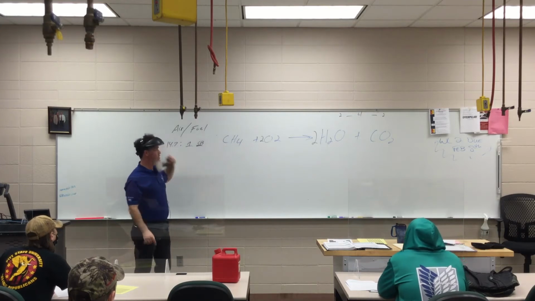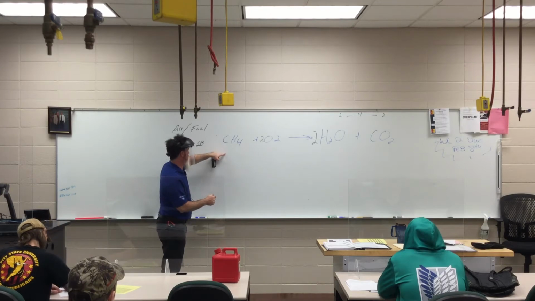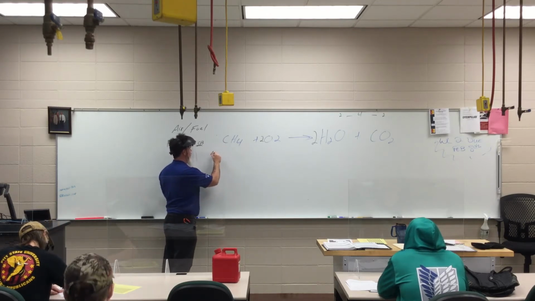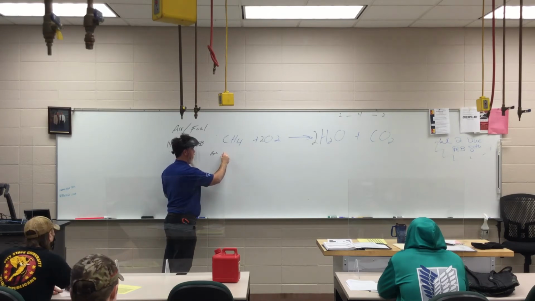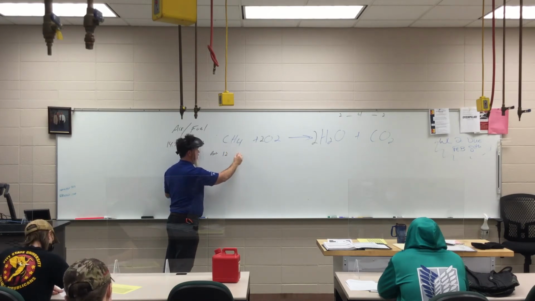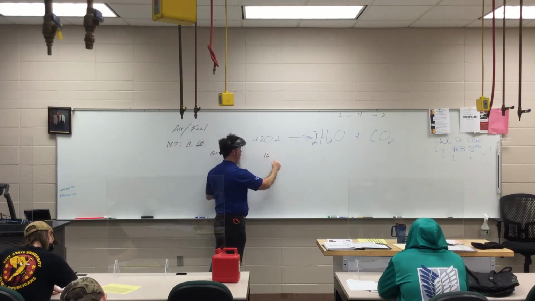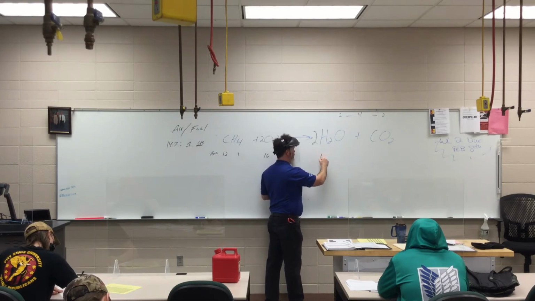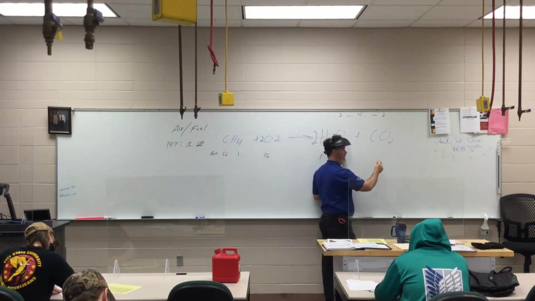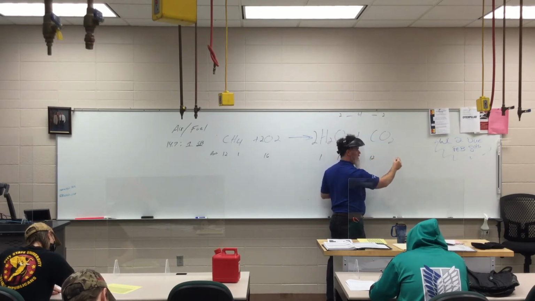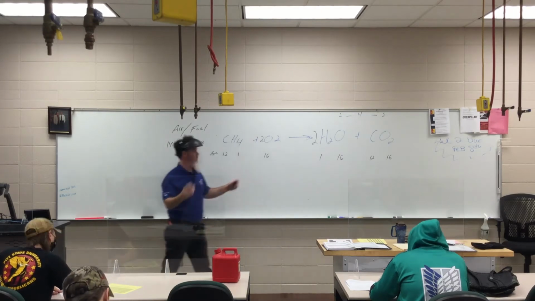Okay, so what's our next step? Find the weights. Okay, so now I got carbon here. What's my atomic weight unit of carbon? 12. Hydrogen is 1, and oxygen is 16. Okay, so again, there's more than one way to do this. I'm just making it a little bit easier.